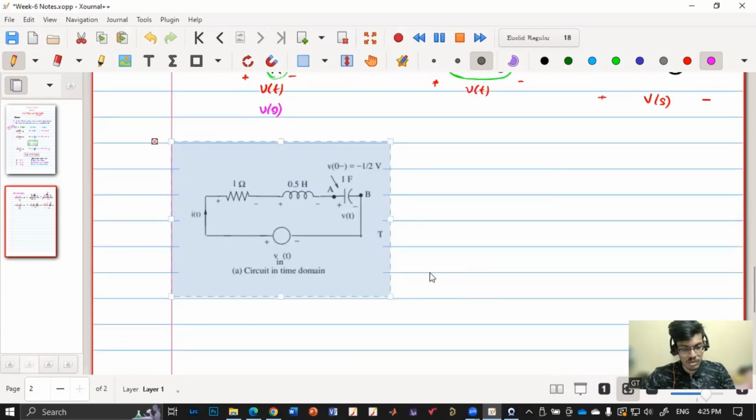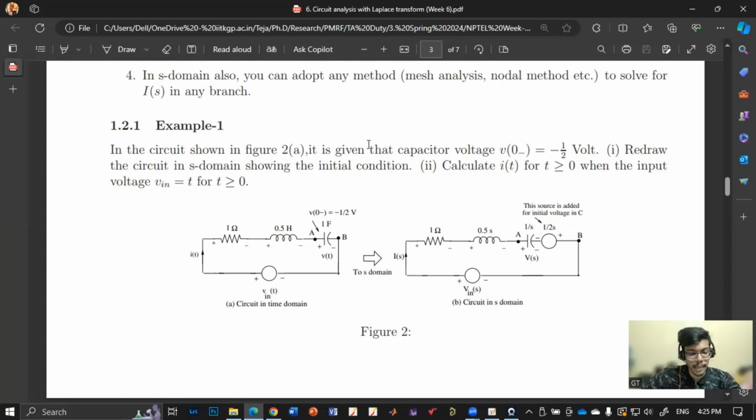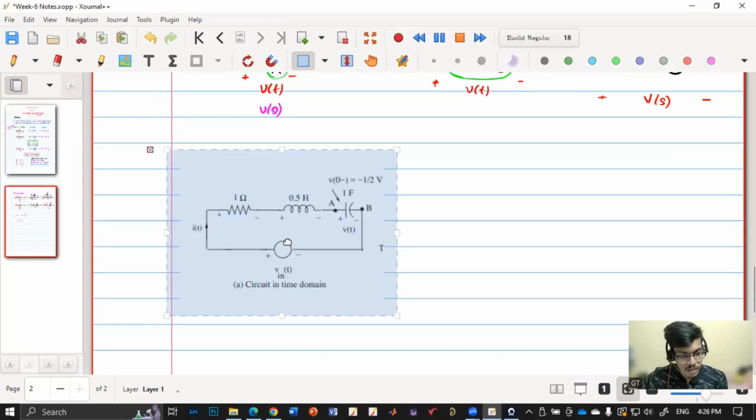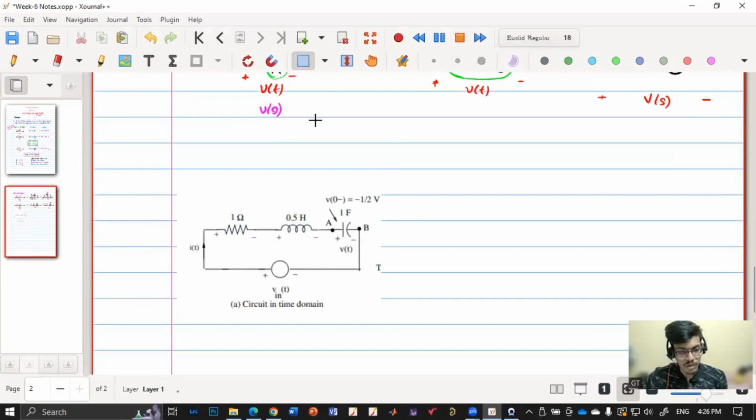So we have this question, and they are saying, given the capacitor initial voltage is minus half, redraw the circuit in the S domain and calculate I of t for t greater than 0 when the input V in is equal to t for t greater than or equal to 0. Okay. So this is our problem one, or maybe I'll just take this a bit down. So this is our problem one.